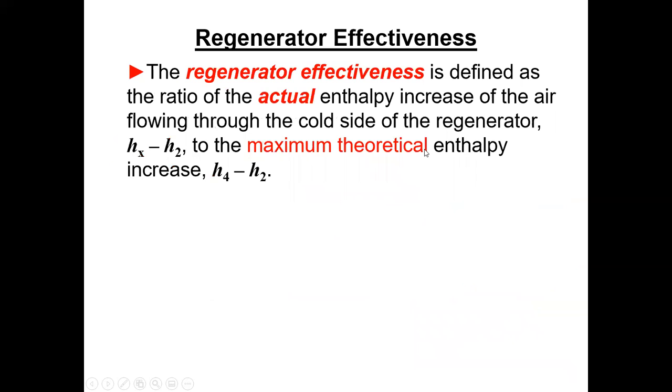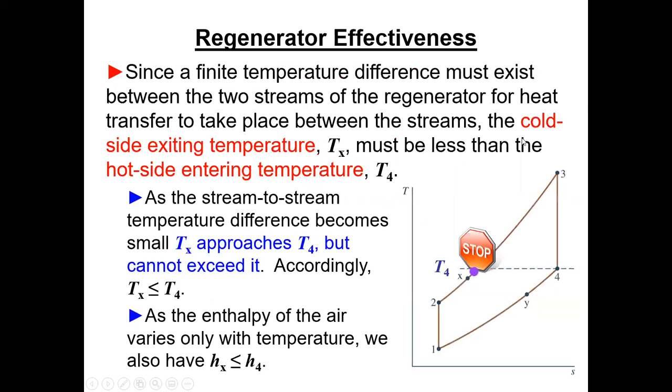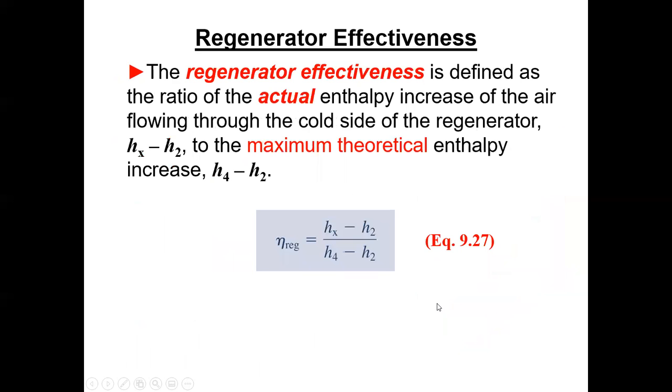Okay, so then we have regenerator effectiveness defined as the ratio of the actual enthalpy increase of air flowing through the cold side, Hx minus H2, to the maximum theoretical. The maximum theoretical would be if we got 2 all the way to 4, which we can't do, but we do get 2 to x. So we take Hx minus H2 divided by H4 minus H2, and that's our effectiveness. You can multiply it by 100 if you want a percent. So that's regenerator effectiveness.